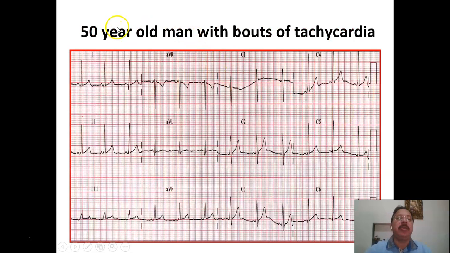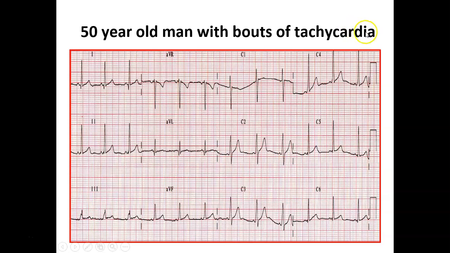Look at this ECG. This is a 50-year-old man with bouts of tachycardia. And you will appreciate here the short PR interval, but no delta waves, no slurring of the initial R wave. So this might be LGL syndrome. A bundle of James is involved here.